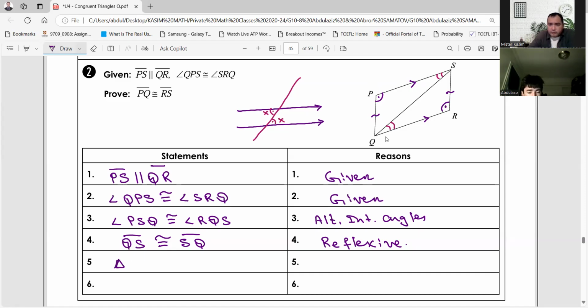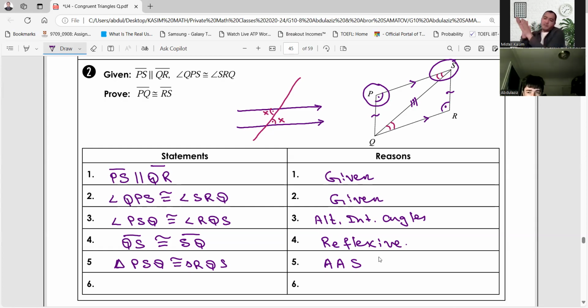So now we can conclude that triangle PSQ is congruent to triangle RQS, right? Why? Because angle, side, angle. Let's say angle P, the first angle, and the second angle, and QS, this one is a common side. And also here, angle, side, because of this reason, it's congruent.